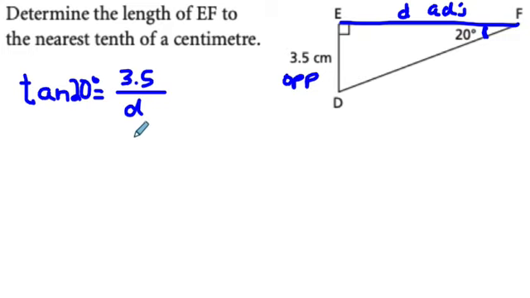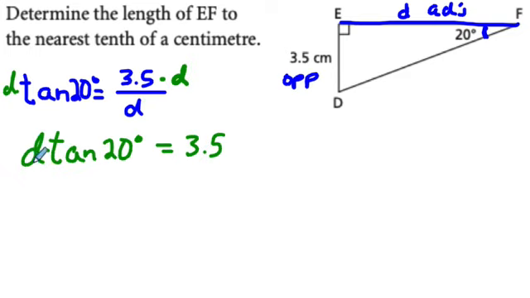In order to get the D by itself, we want it in the numerator. Right now it's in the denominator. So we have to multiply both the left and right sides by D to get it out of the denominator. When we do that, it will cancel out the D's, and we don't have it in the denominator anymore. So it's going to be D times tan 20. So now we have D times tan 20 equals 3.5.